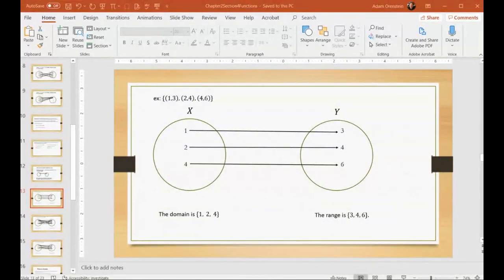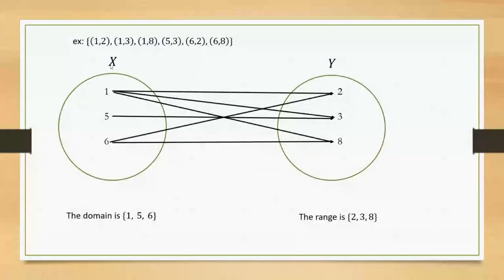Okay, so let's keep going. Here's another example. I know this one looks kind of scary, but bear with me. So we have this ordered pair 1, 2. Oh, excuse me, we have this relation, as you can see. And we have this ordered pair 1, 2, right?